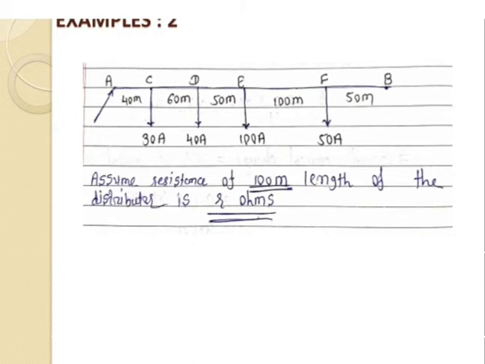So from point A to F the distance is equal to 250 meter only, but the length of the DC distributor AB is equal to 300 meter. So the remaining distance, that is the FB section, is equal to 50 meter, which is shown inside the figure. Now there is no value of resistance mentioned over here. So for that we have just assumed that the resistance of 100 meter length of the DC distributor is R ohm.